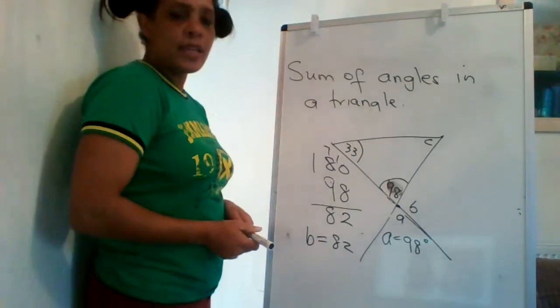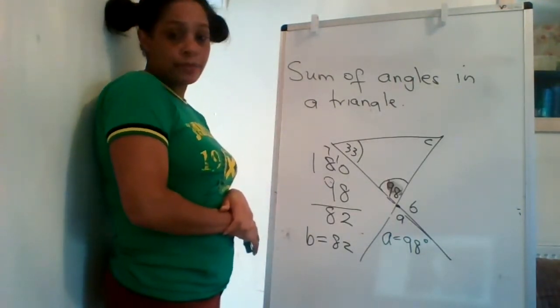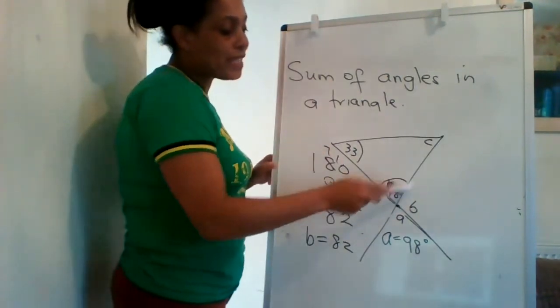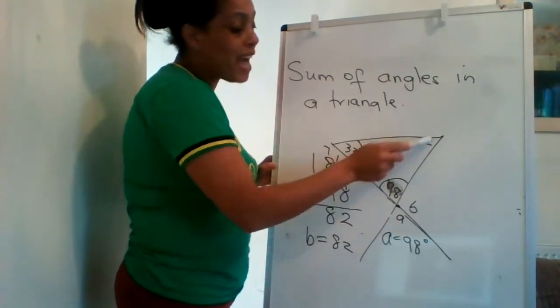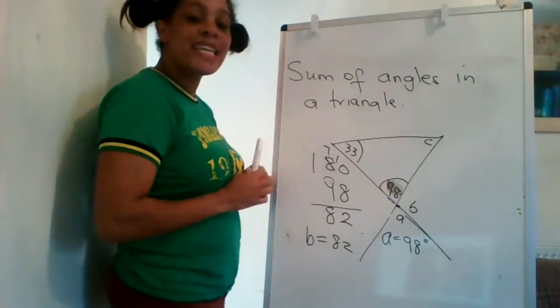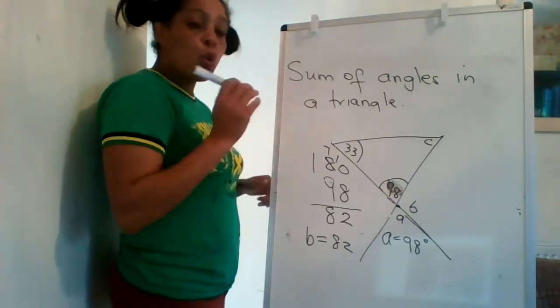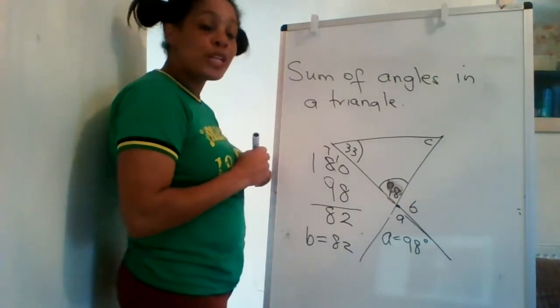Let's find C. How are we going to find C? Where is C located? C is located inside of the triangle. So C is one of the angles of the triangle. We have 1, 2, 3. C is a missing angle in the triangle. We know that angles in a triangle add up to 180 degrees.